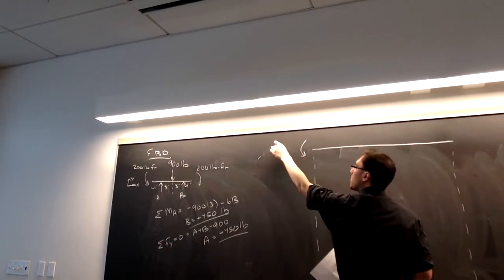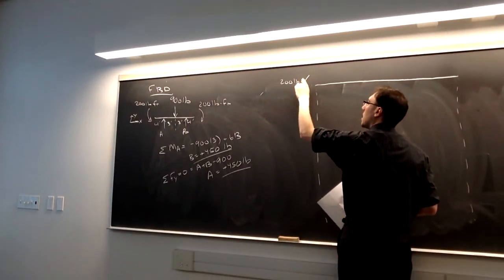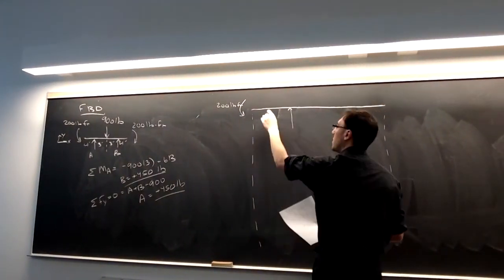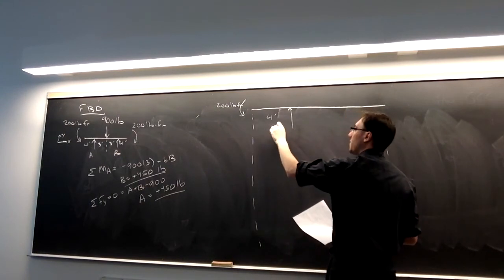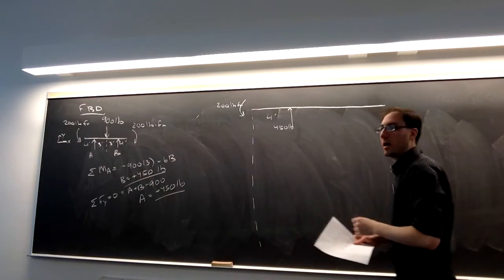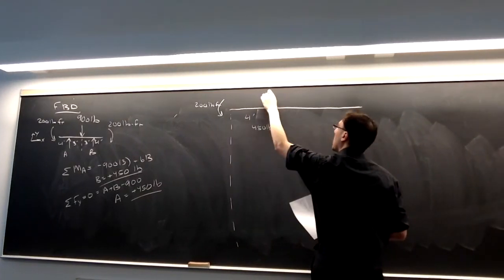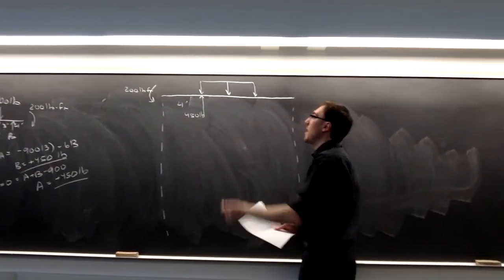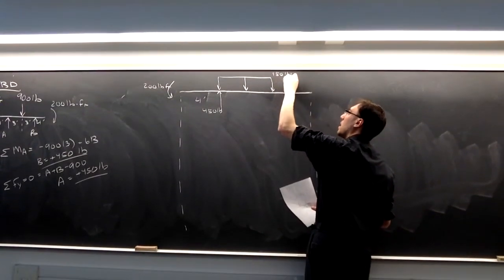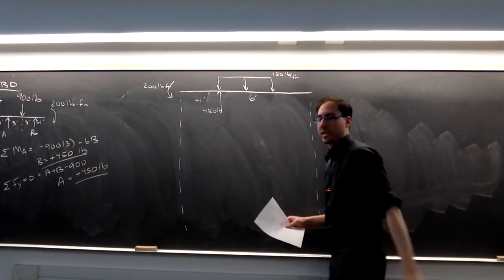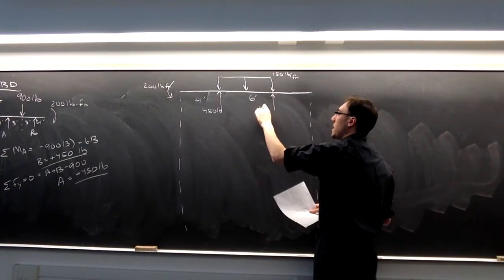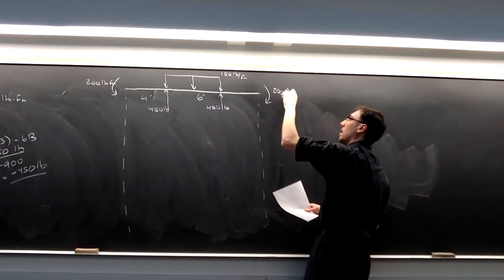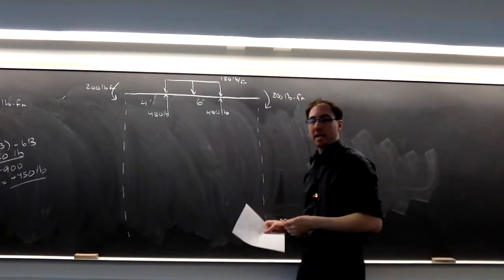At the extreme left, I have the 200 pound-feet. 4 feet in, I have the 450 pounds. I have the distributed load with 150 pounds per foot. It goes for 6 feet. The reaction at B. And then the applied couple at the right edge.